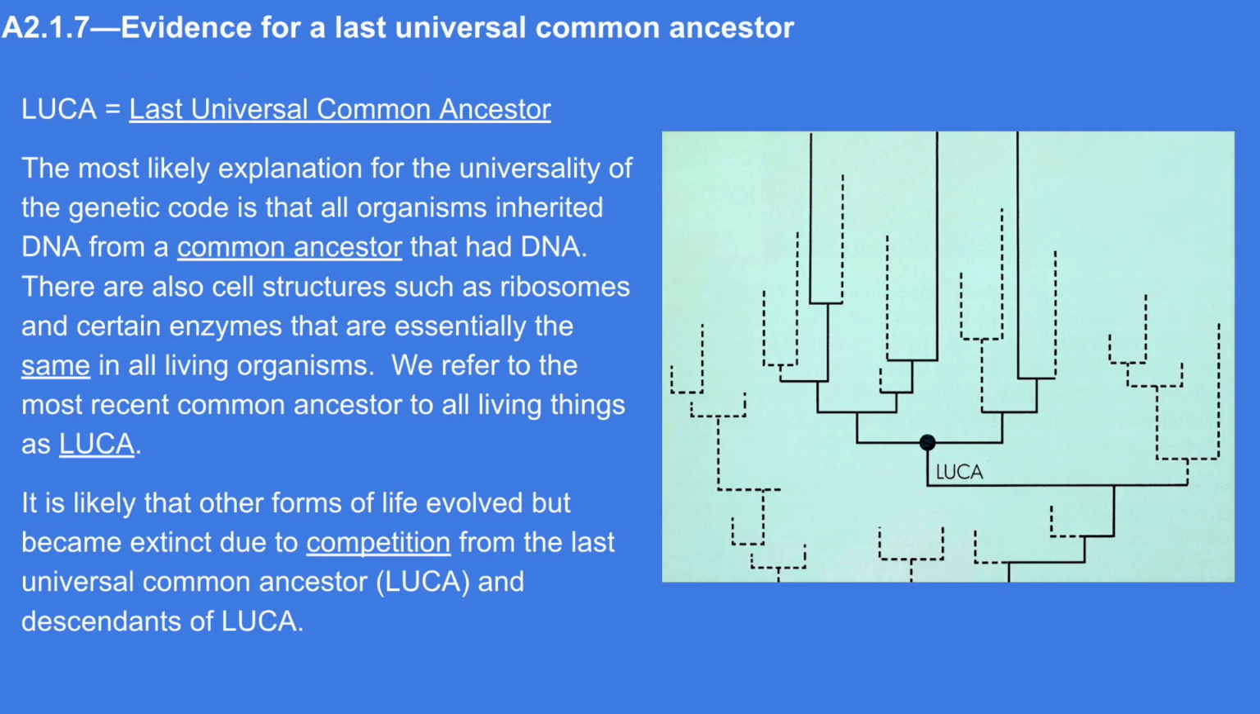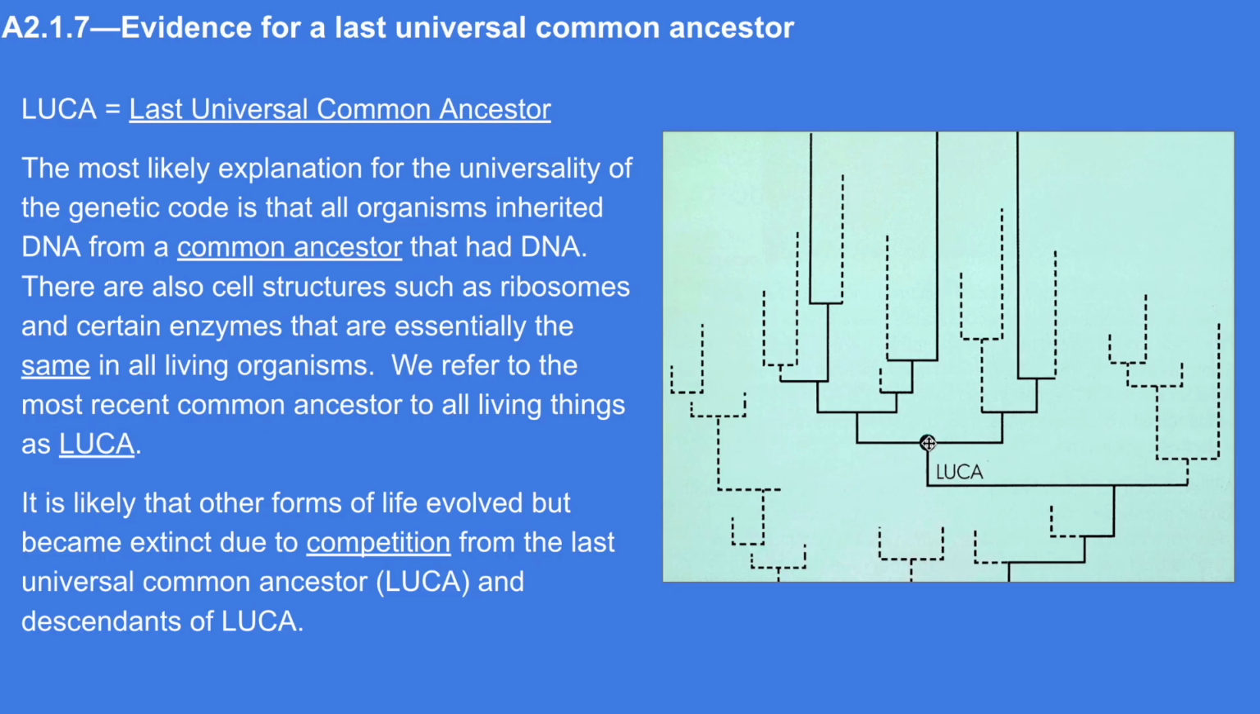LUCA stands for the last universal common ancestor. The most likely explanation for that universality of the genetic code, that we all use DNA as our genetic information, is that all organisms inherited that DNA from some common ancestor that had DNA. And so everything alive today, as well as the things that have gone extinct since LUCA, are represented by these branches here. And so all of these living things, and those that are not anymore, would have shared the same genetic information that LUCA would have, our last universal common ancestor.